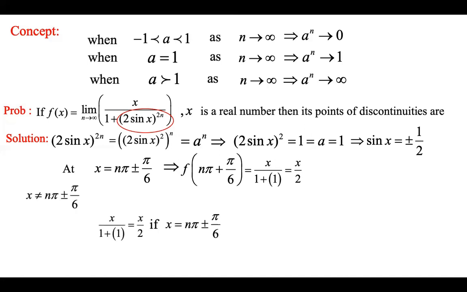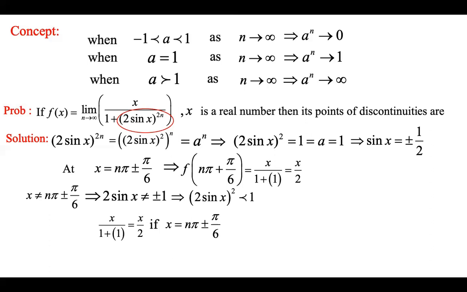When x is not equal to n pi plus minus pi by 6, at this instant you can observe that 2 sin x is not equal to plus minus 1. Therefore, 2 sin square x is not equal to 1. Therefore, it must be less than 1 only.